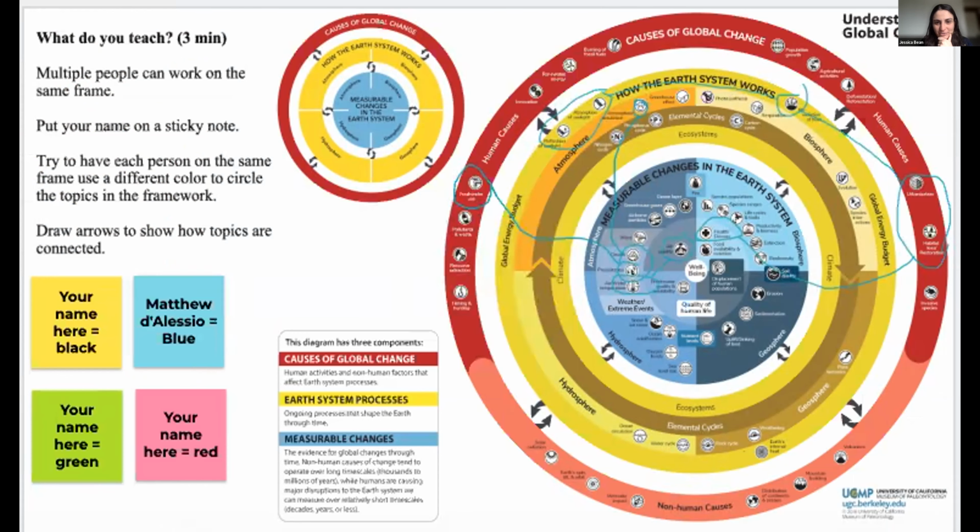Some great connections being drawn. And I really like seeing when people show that they're connecting, right, causes and the earth system processes and the measurable changes, right? We really should be connecting across all three to really understand global change and how and why it's happening. So that's awesome. It's great to see those connections.